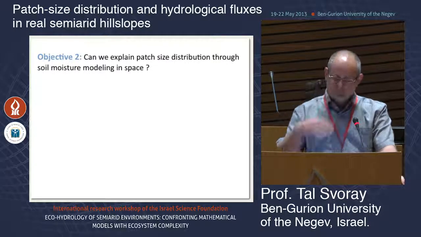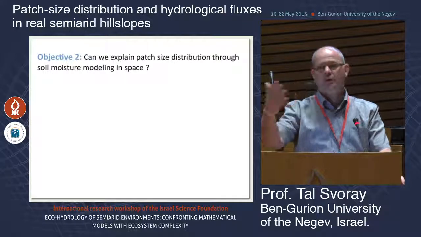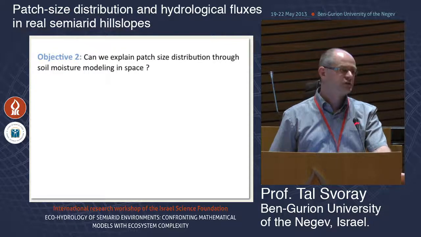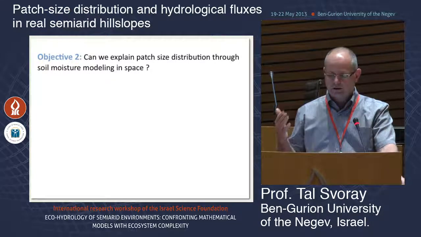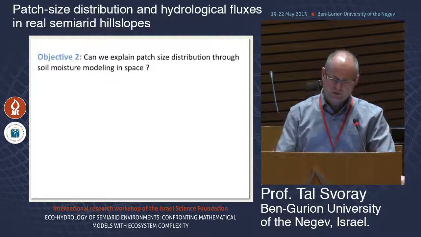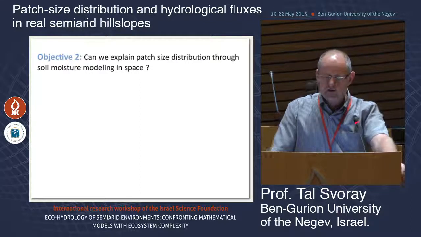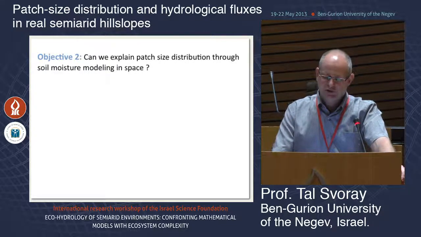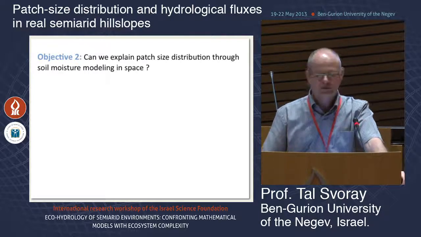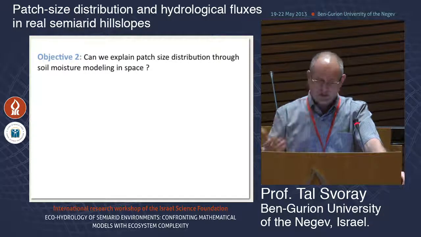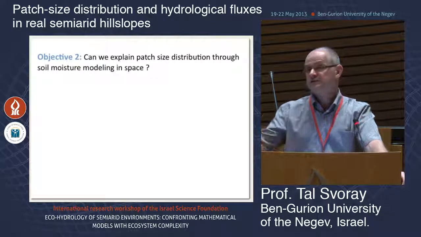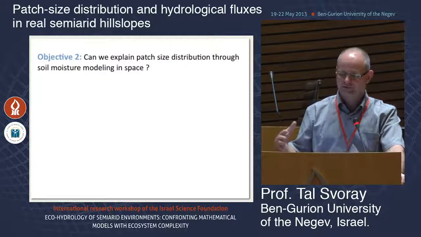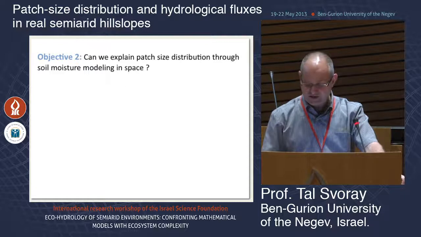Okay, so the second question: if you can understand in a way the space-time variation in soil moisture, how does it affect the vegetation? One of the measures that is highly used in recent years to express vegetation, let's say ecosystem functioning, is the patch size distribution. And we try to see if we see differences in patch size distribution at the slope scale, because people usually use it for much larger scales.